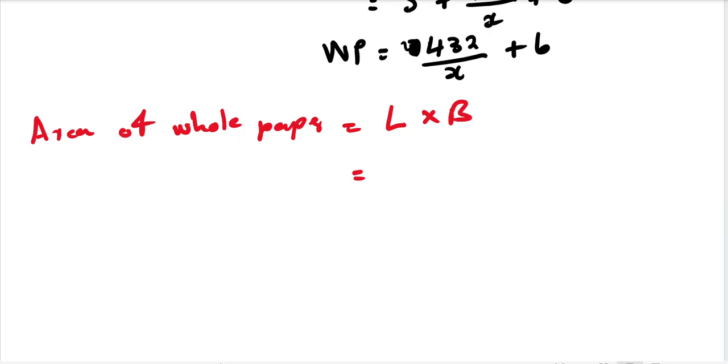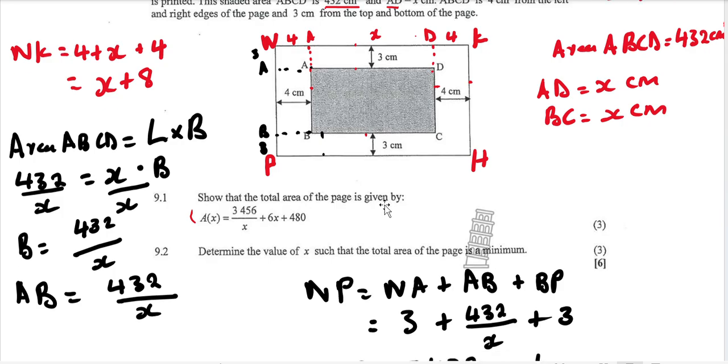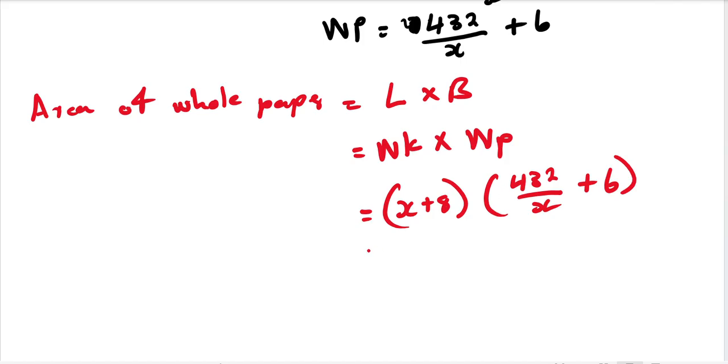I hope you all understand. WK multiplied by WP. So let's go and substitute our WK. Here is our WK. We calculated it. It is 8 plus X, or X plus 8. We're going to come here and write X plus 8, and then our WP, multiplied by 432 all over X plus 6. So let's find our area.